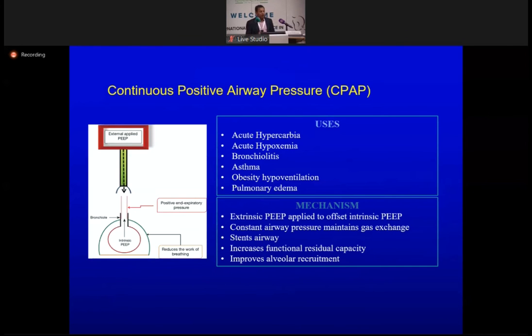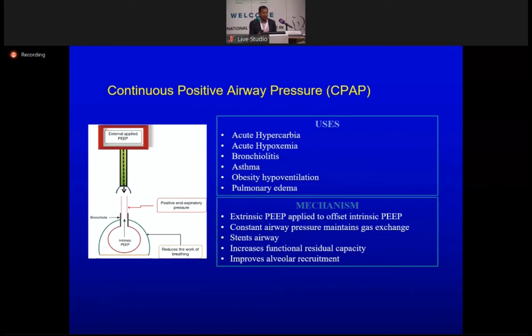Okay. The next modality I want to talk about is CPAP, or continuous positive airway pressure. So what are the uses of CPAP? What are the indications for CPAP? Acute hypercarbia or hypoxia for any reason, because remember, CPAP basically increases PEEP. So if you have hypoxia, if you have hypercarbia, in both of those instances, improving PEEP would help.